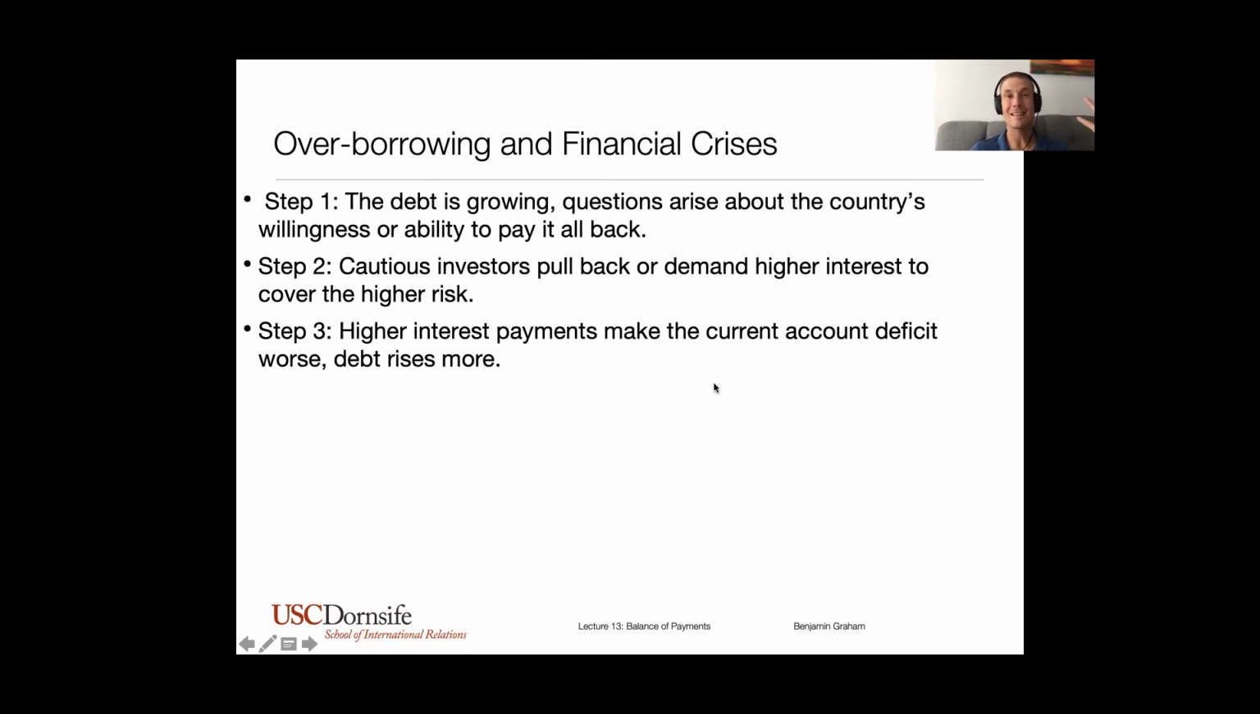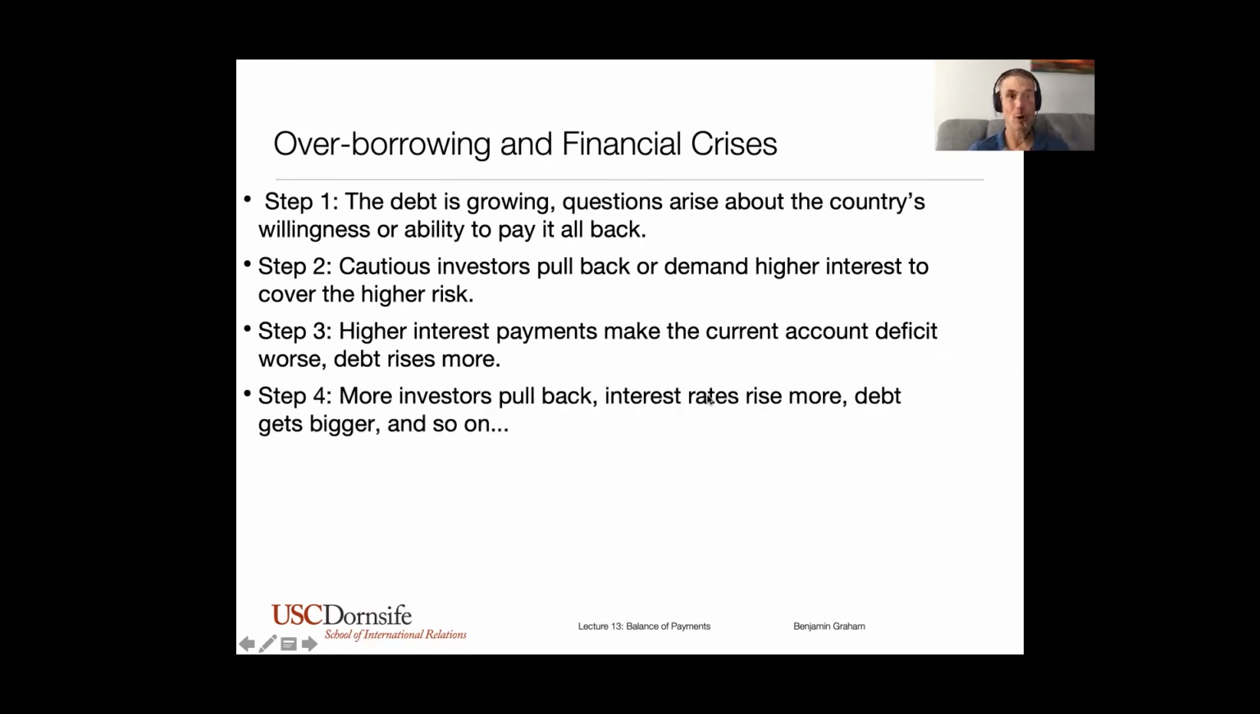Well, that means that on the debt you already have, you have higher interest rates. When you go to roll over your debt, if you had a 6-month or a 1-year or a 5-year loan and you need to take out a new loan to pay back the old loan, that new loan is going to be at a higher interest rate. So your interest payments keep going up, which makes that current account deficit even worse, and your debt rises even more. So this starts to snowball on you. As that debt is rising more, even more investors are pulling back, which means interest rates are rising even more.